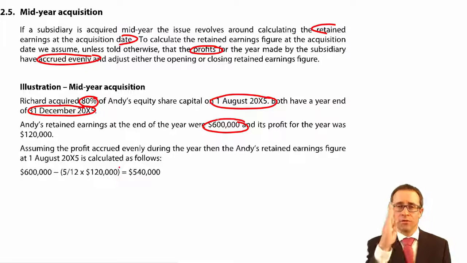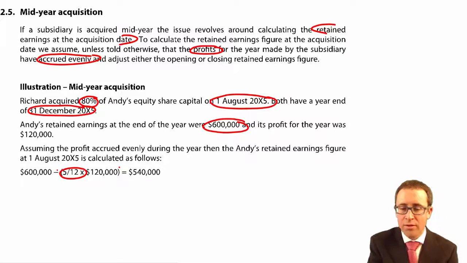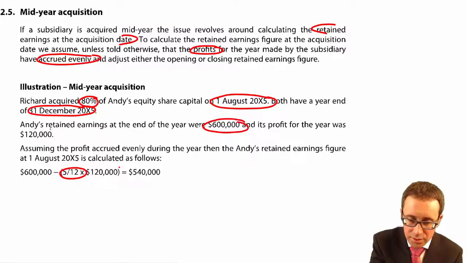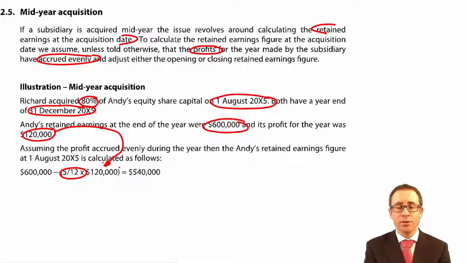Now, the acquisition was on the 1st of August. The year end is the 31st of December. So post acquisition, there's been August, September, October, November, and December. So since the acquisition date up until the reporting date, there have been 5 months. If that's the case, we will deduct 5/12 of those profits. Those profits for the year are there as 120,000.